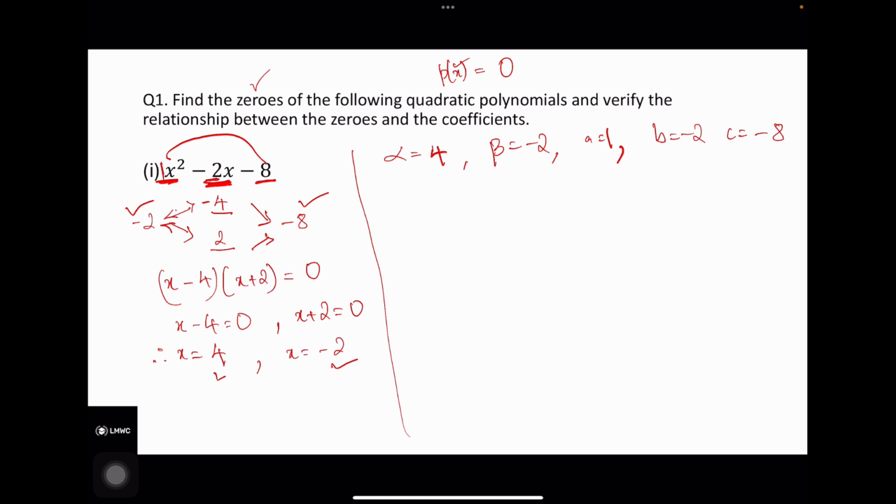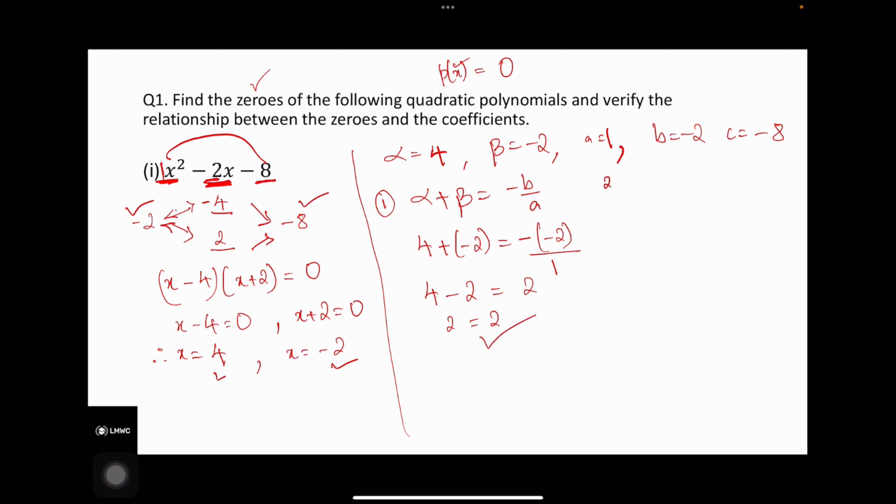Now we know the values of alpha, beta, a, b, and c. So we will directly use the formula. The first formula is sum of zeros equals minus b by a, right? Substituting the values, it will be 4 plus (-2) equals minus b, which is -(-2), by 1. So 4 plus into minus is minus 2. Minus times minus is positive, so 2 by 1 is 2. So 4 - 2 is 2, and since LHS equals RHS, this is verified.